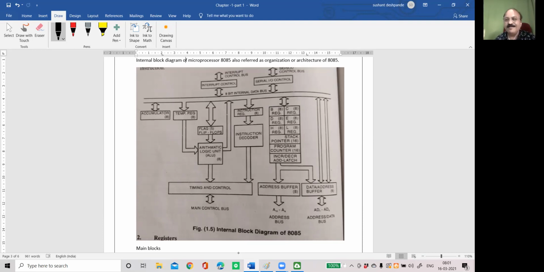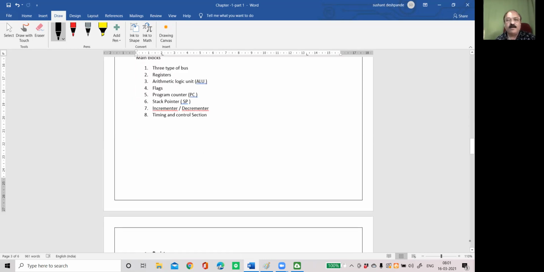So simple, na? That's great. So if you understand the function, the microprocessor is very, very easy. Let's move ahead and revise this. So three types of bus we have seen: address bus, data bus, and control bus.